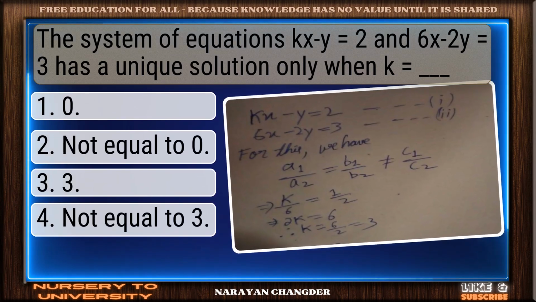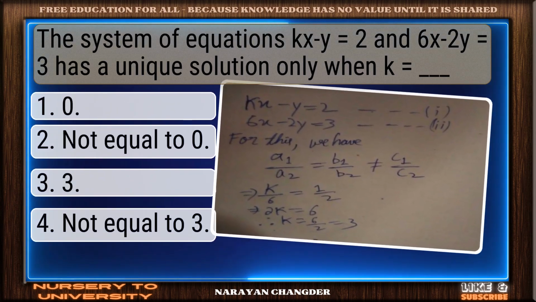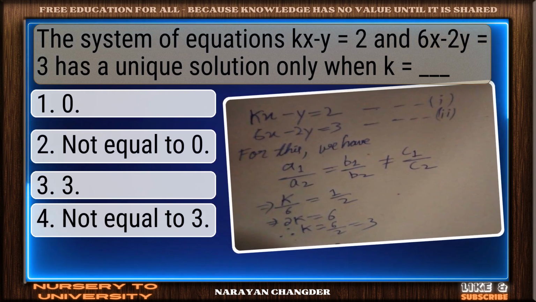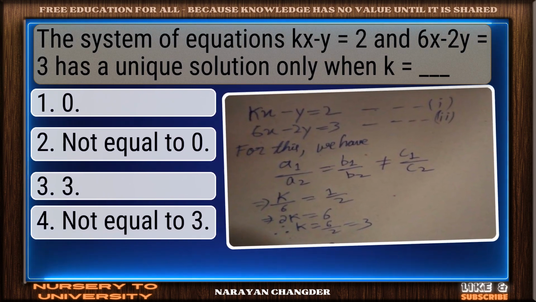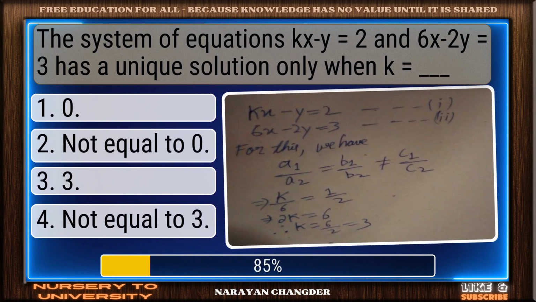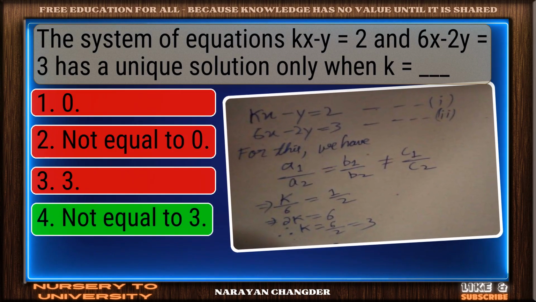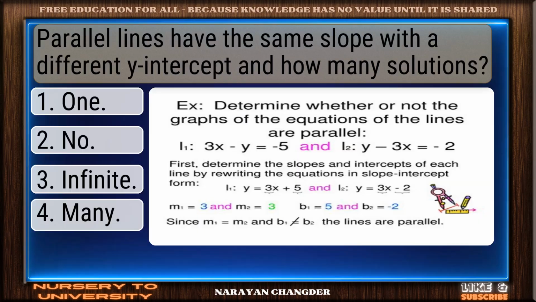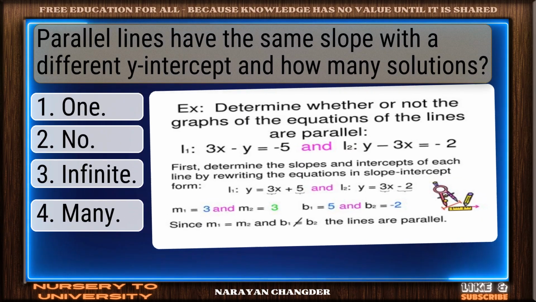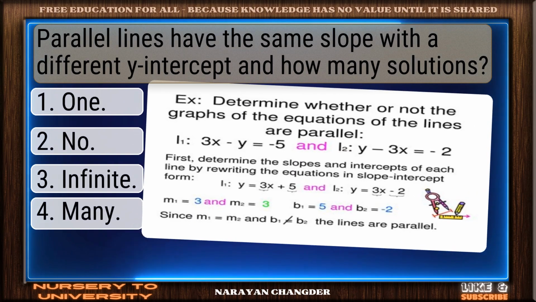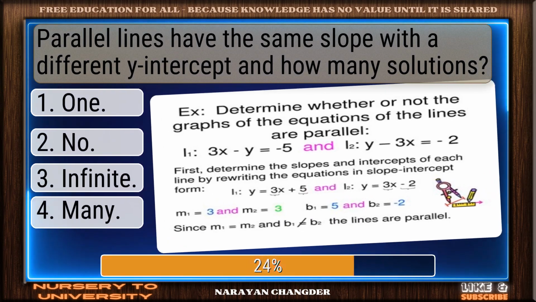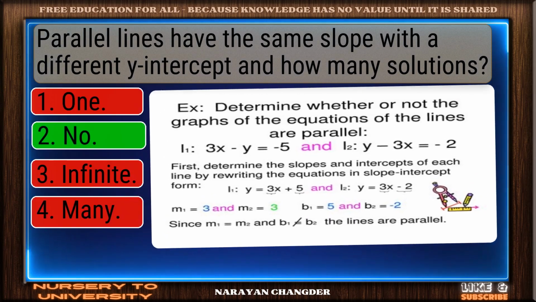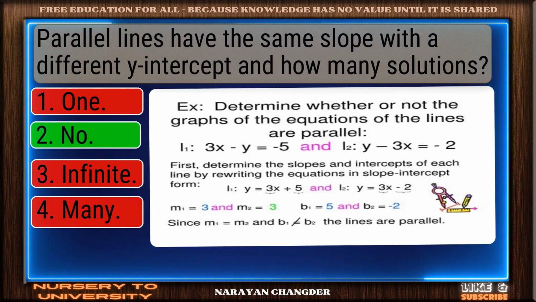The system of equations kx plus y equal to 2 and 6x plus y equal to 3 has a unique solution only when k equal to dash. Smart move. Not equal to 3 is the accurate answer. Parallel lines have the same slope with a different y-intercept. And how many solutions? Good job. No works well.